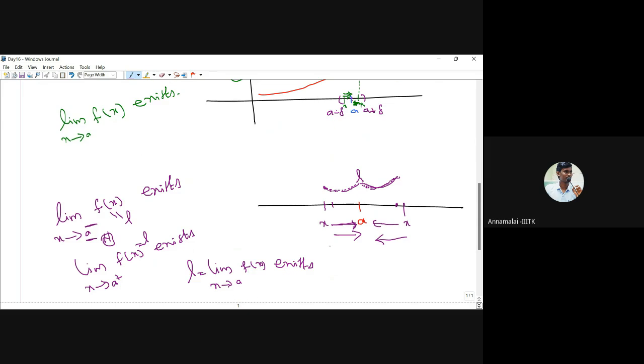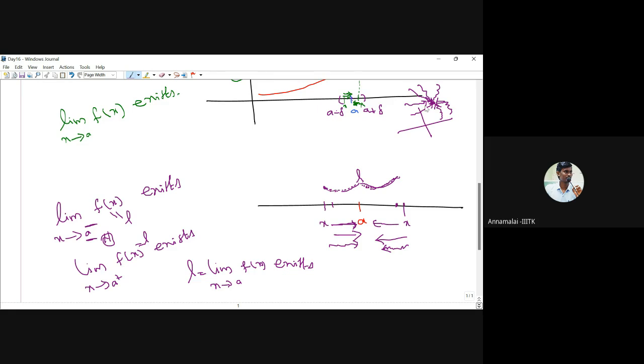From the left hand side we can approach A, and from the right hand side we can approach A in the real line. But if you take complex numbers, if we have some point here, how many directions are there? There are uncountably many directions to reach the given point. But in the real case, there are only two directions. Therefore, we can talk about the right hand limit and the left hand limit.